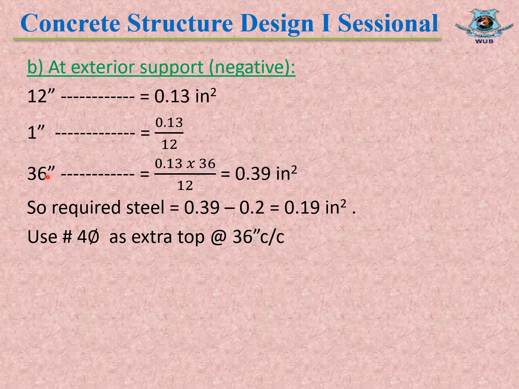36 inch spacing is twice the spacing of mid span. Mid span spacing equal to 18 inch. So required steel equal to 0.39 minus 0.2 equal to 0.19 inch square. In between two cranked bars, one straight bar is provided. So this area of one number 4, that means 0.2 inch square, is deducted from this area. Use number 4 bar as extra top at the rate of 36 inch center to center.